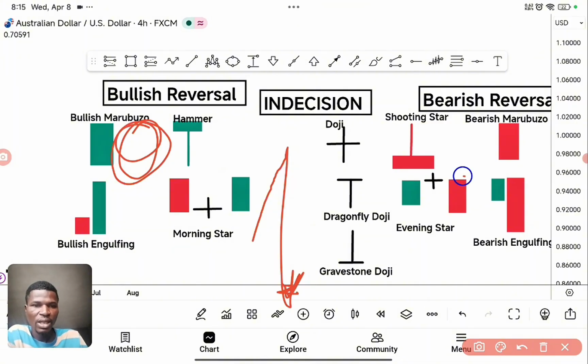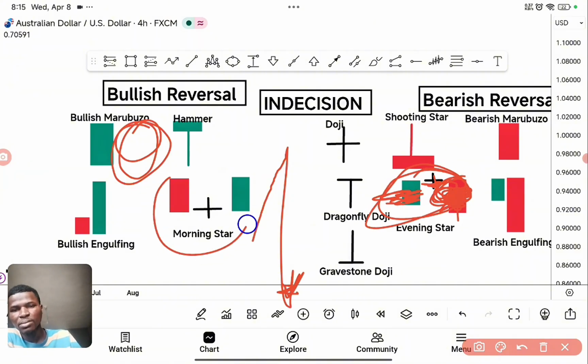This is an evening star. This is also a bearish reversal. Whenever you spot it, the sellers take over. This blue candle means the buyers are in control. This indecision candle means the buyers are losing momentum, and this red candle means the sellers take over, boom, and won the battle. It is a three-candle evening star.